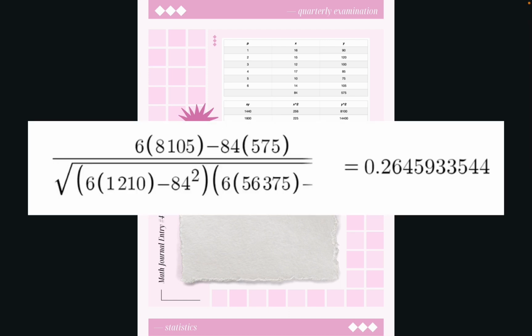Using the formula for r and supplying the summations we got, we have 6 times 8,105 minus 84 times 575, over the square root of 6 times 1,210 minus 84 squared, times 6 times 56,375 minus 575 squared. And we would get 0.2645 or 0.26.